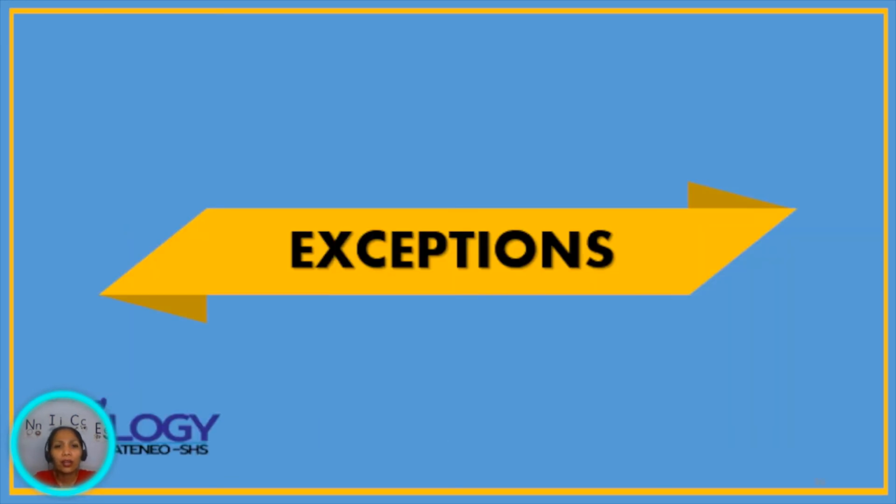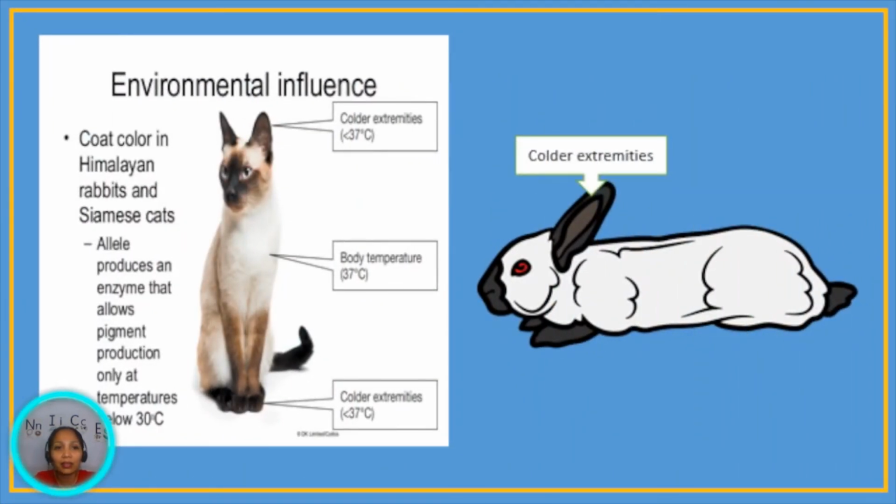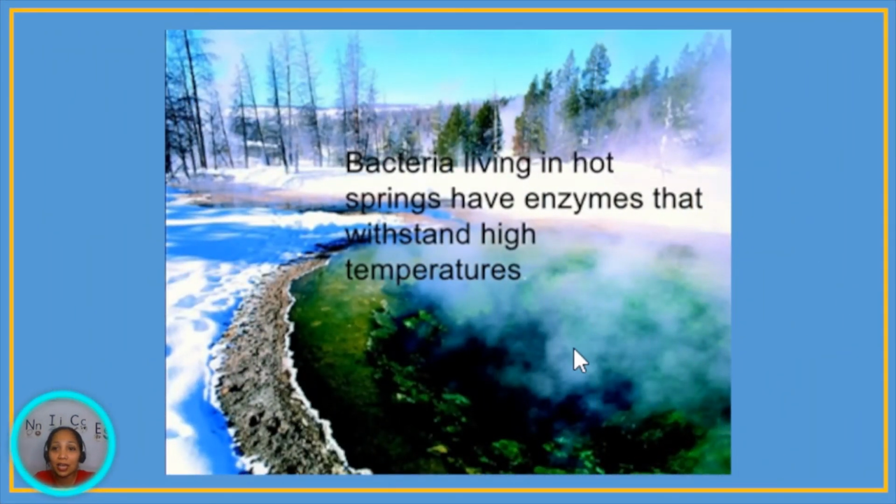However, there are exceptions to these factors. One of these is the environmental influence. As you can see here, we have the Himalayan rabbits and the Siamese cat. The allele produces enzymes that allow pigment production only at temperatures below 30 degrees Celsius, thus giving off their colored black extremities. And bacteria living in hot springs have enzymes that can withstand high temperatures.